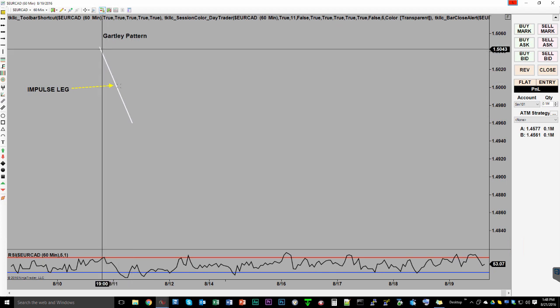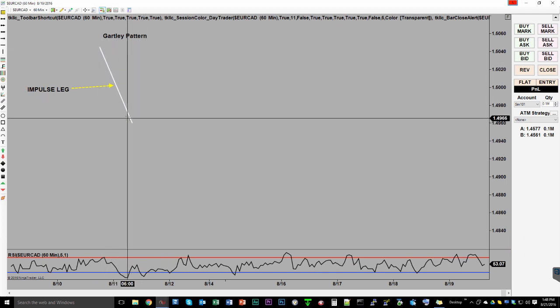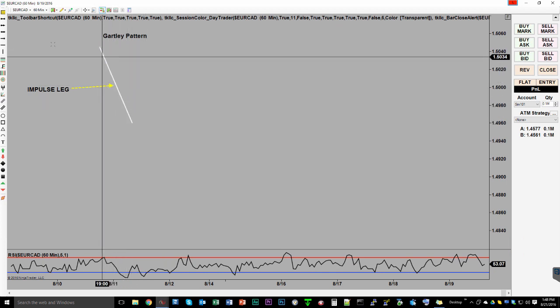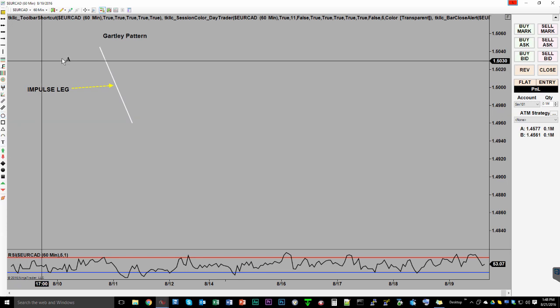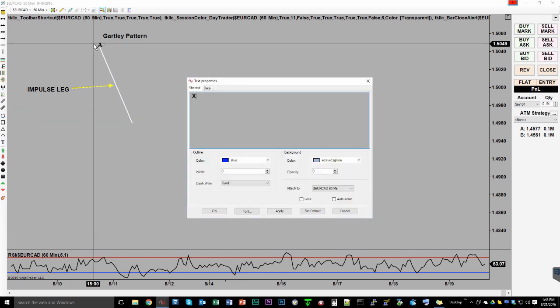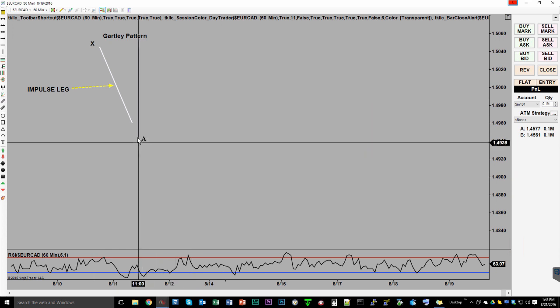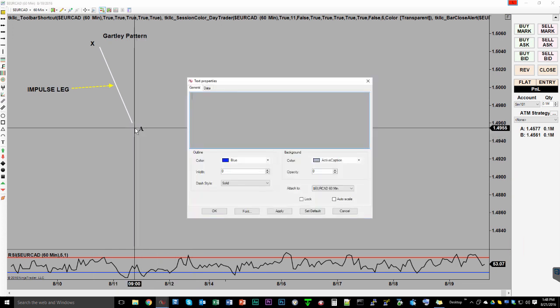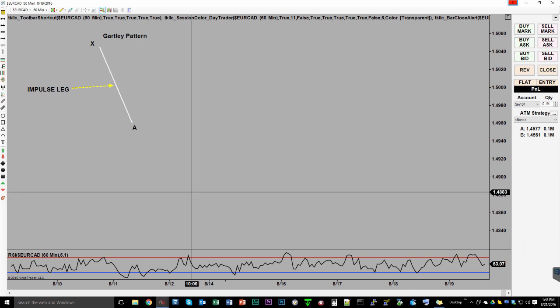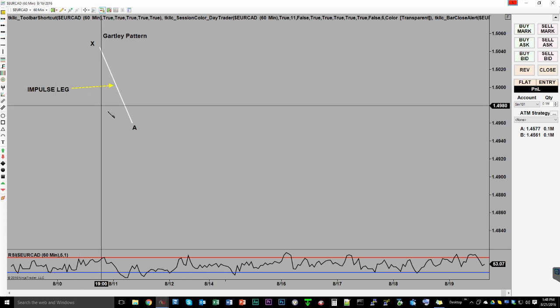So this is a high to low impulse leg, which means the completion will be a short trade. So we get the impulse leg, and we label this our starting point X, right? Many of you are familiar with this. And then our termination point of this move, A.